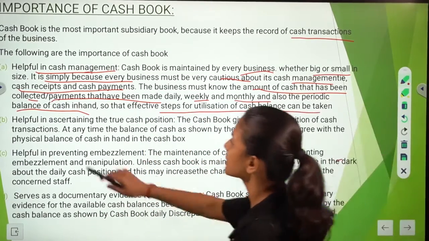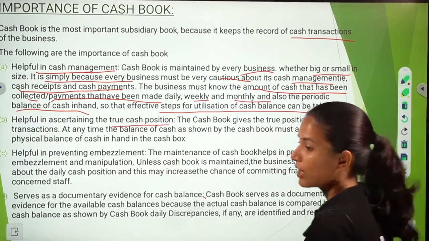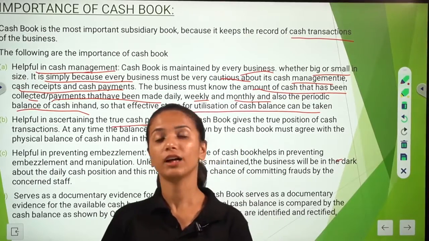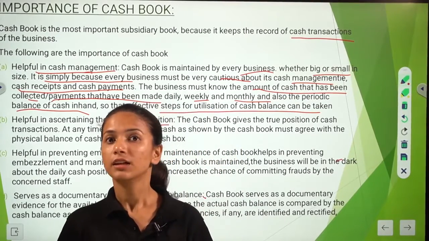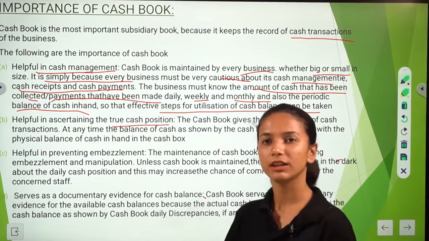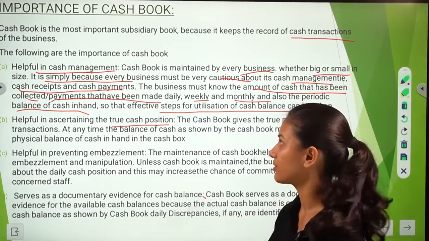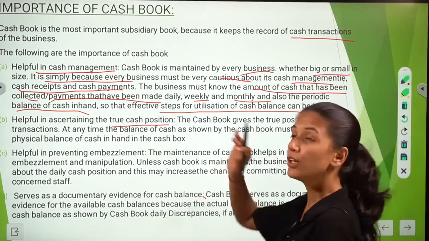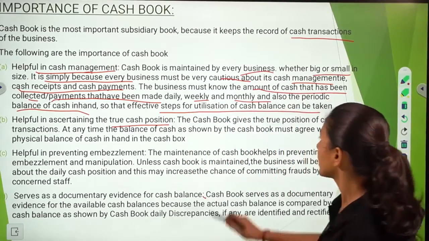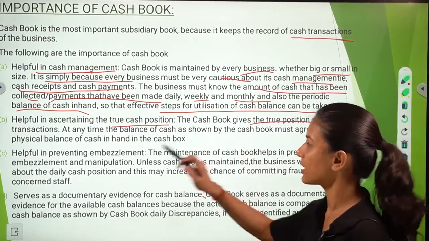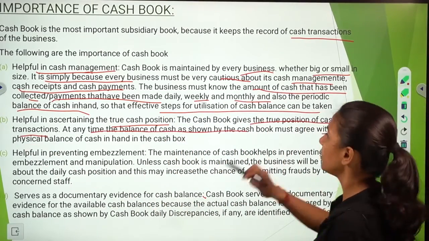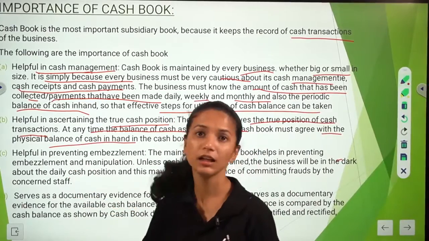Next, helps in ascertaining the true cash position. How much exact amount of cash your business is having at a point of time, you can determine by seeing the cash book. It is very helpful in ascertaining the true cash position, that is, the actual cash position of your business. The cash book gives the true position of cash transactions. At any time, the balance of cash as shown by the cash book must agree with the physical balance of cash in hand.